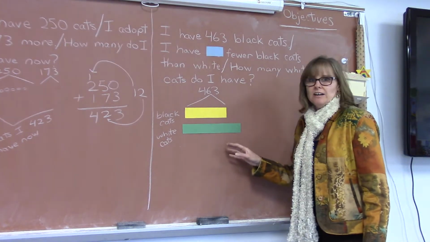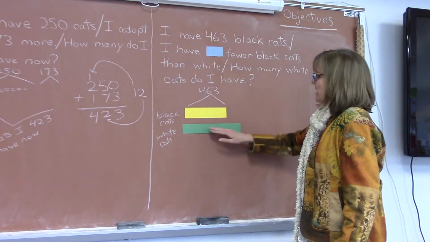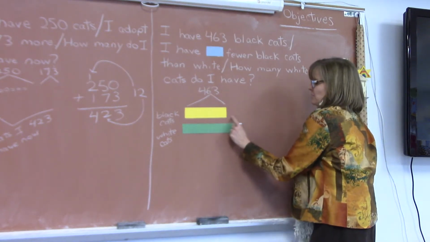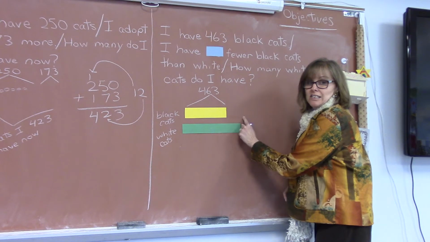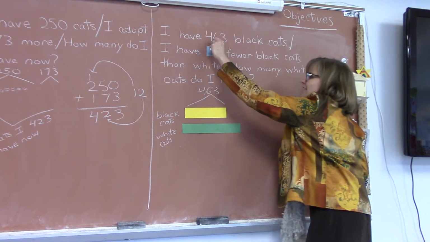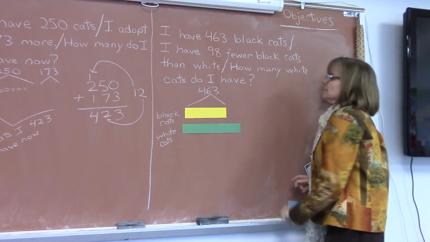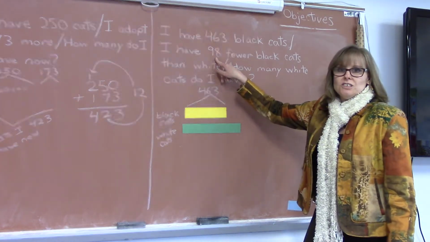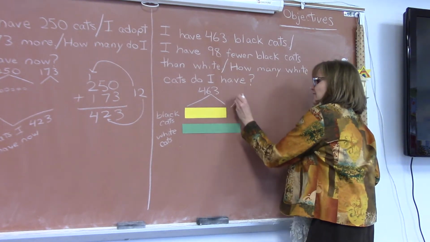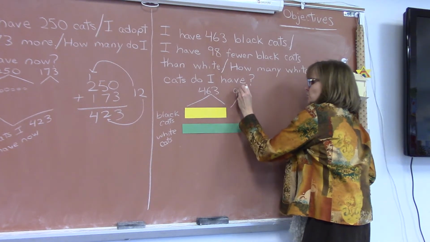Now I need to figure out, well, okay, I know I have fewer black cats than white cats, and this is how many fewer I have, right? Because that's how much smaller it is than the white cats. Now I've got to come back up here and look at this information. How many fewer black cats do I have? I have 98 fewer black cats.